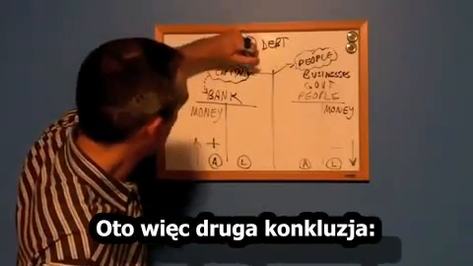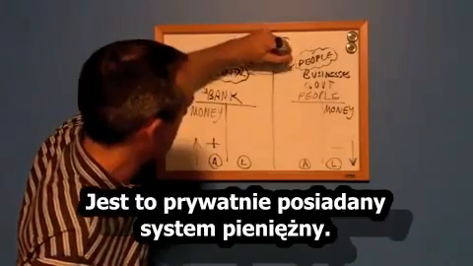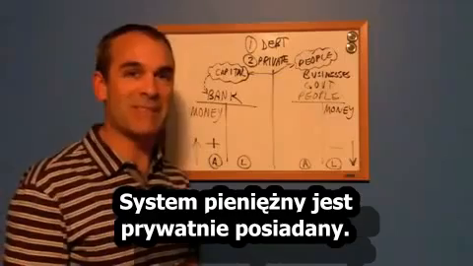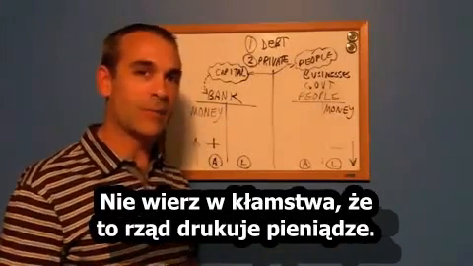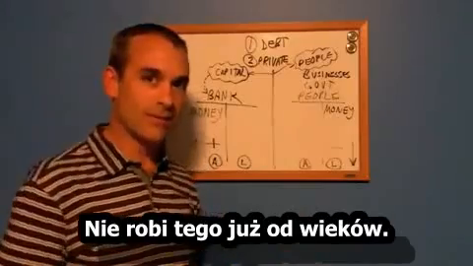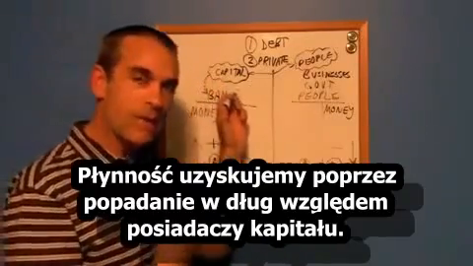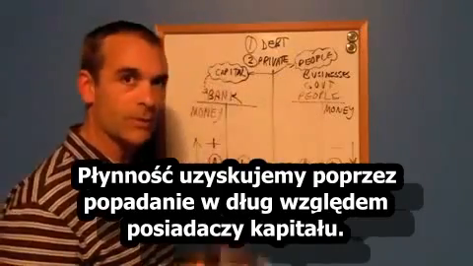So that's the second point, that this is private capital. It's a privately held monetary system. The monetary system itself is privately held. Don't believe the lie that government prints money. It hasn't happened in ages. It's not true. We get liquidity, we get money from going into debt, ultimately to the private capital holders.